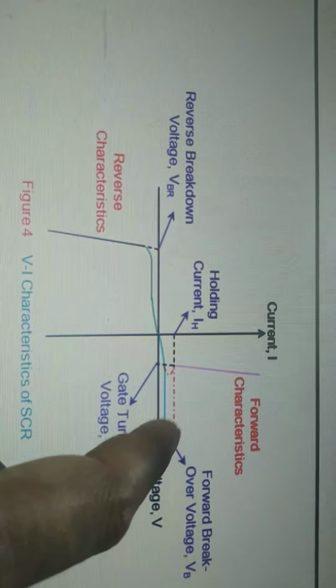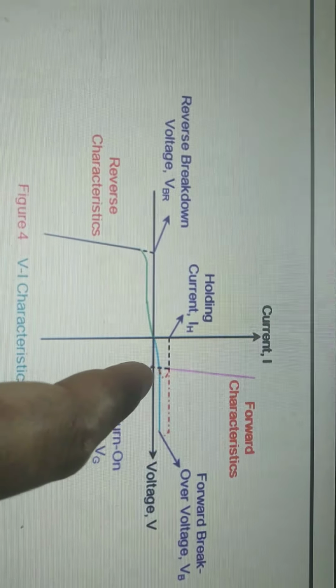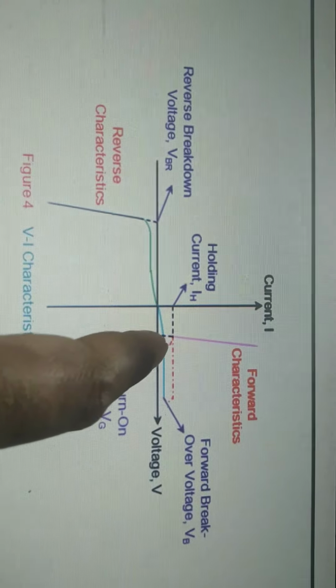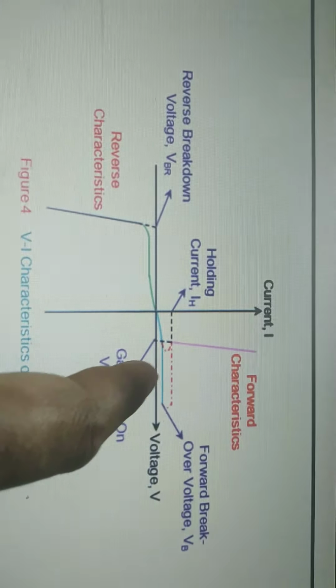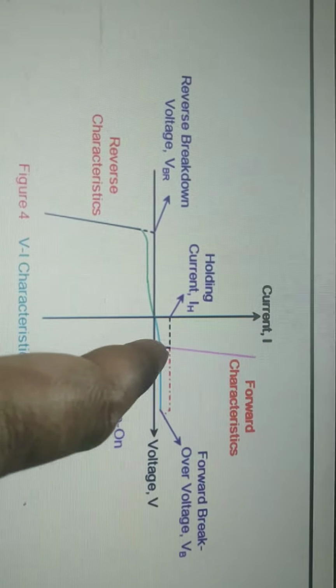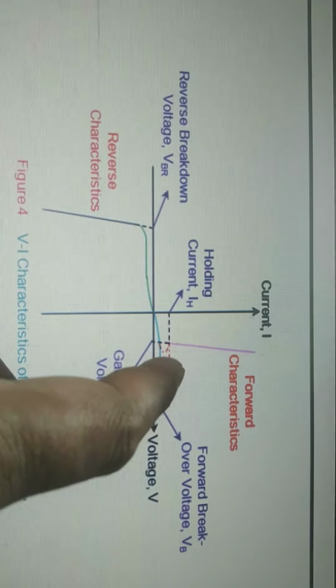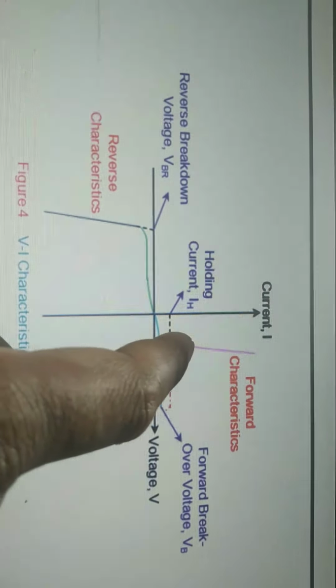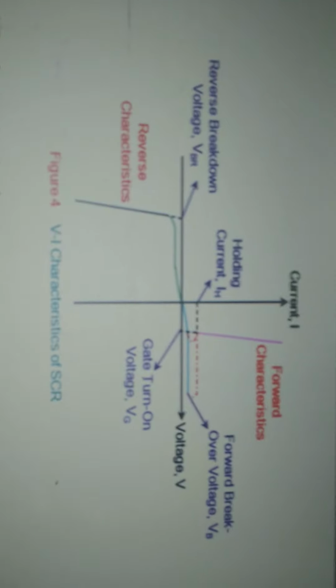Before reaching this point, the forward breakover voltage will appear at this voltage level only, based on the voltage applied across the gate. Immediately it comes into the conduction state.